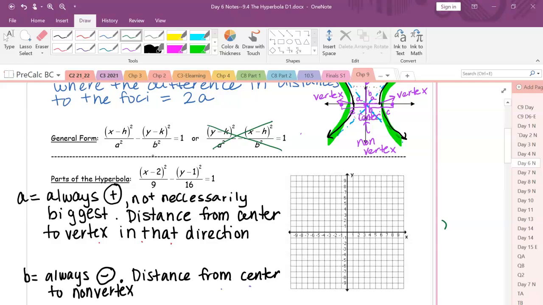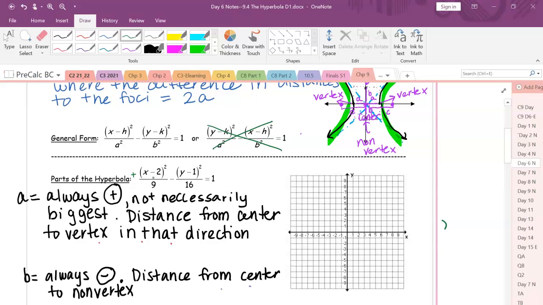The way you know which one is a squared is which value is positive. For example, here, this is a minus. The minus is going with the y. So that means this is the positive one. And so the a value is with the x. So just bear with me. It will make more sense as we do this. So it's not necessarily the biggest value. That's what's different about hyperbolas and ellipses. You're going with whichever one is the positive.